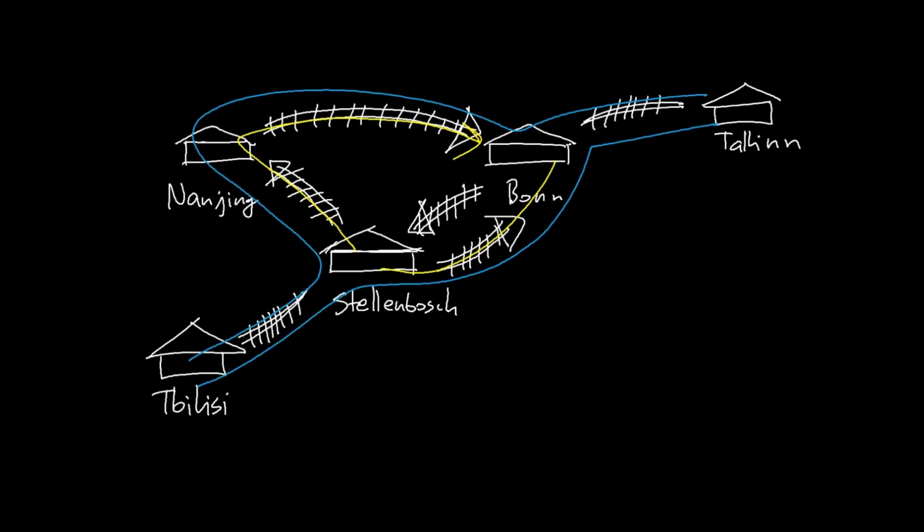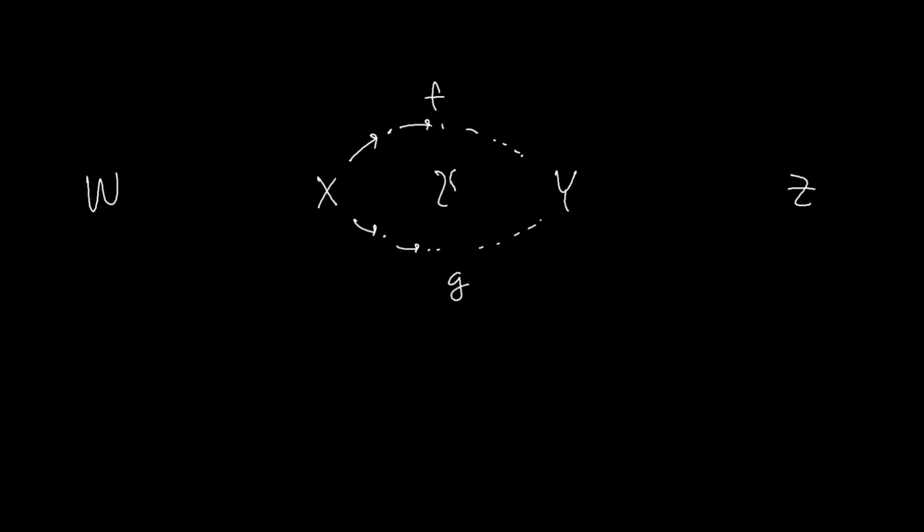Okay, so what is that law? Let me first draw the picture. So let's say we've got objects W, X, Y, and Z. And we have a path here, a certain path. Let's call this path F. So F is now the name for the entire path. And we have another path here. Let's call it path G. Okay. And we already know that the paths F and G are equivalent.